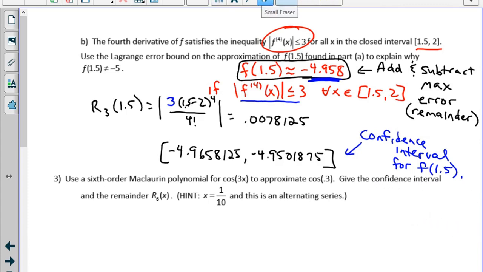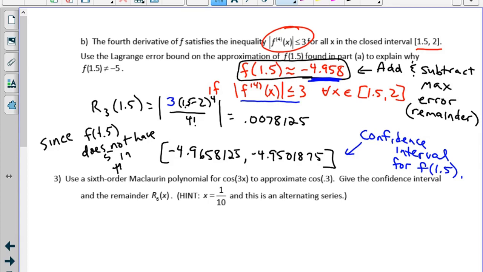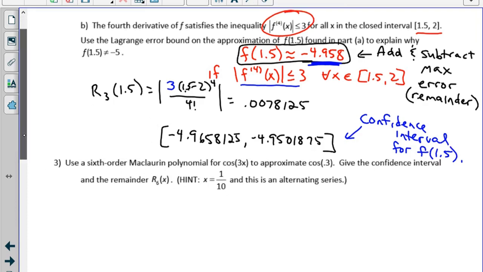Okay, because f of 1.5 does not have negative 5 in the confidence interval, then f of 1.5 cannot equal negative 5. Sorry, does not have negative 5 in the confidence interval. Then I know that f of 1.5 cannot equal negative 5. So I'm going to erase that, but that is basically the logic as to why it can't be negative 5.